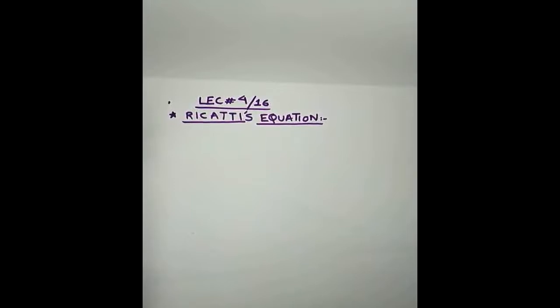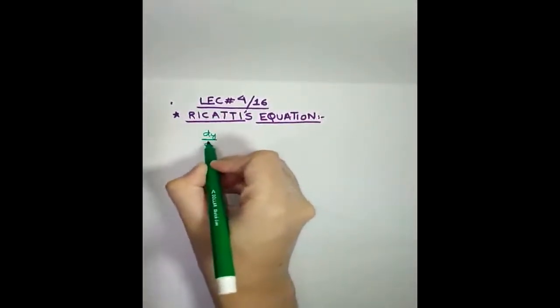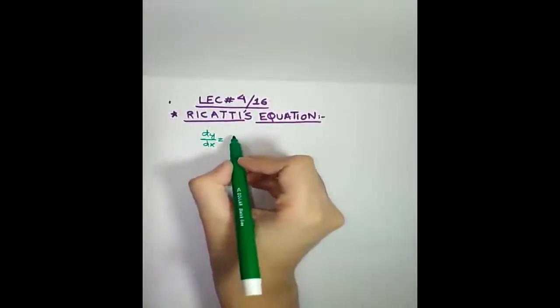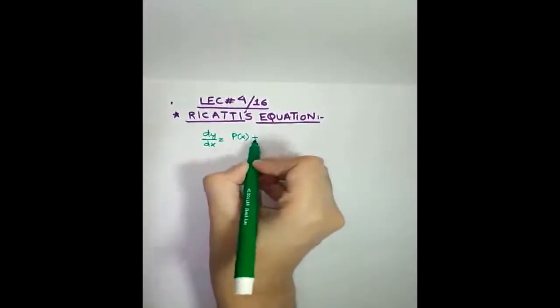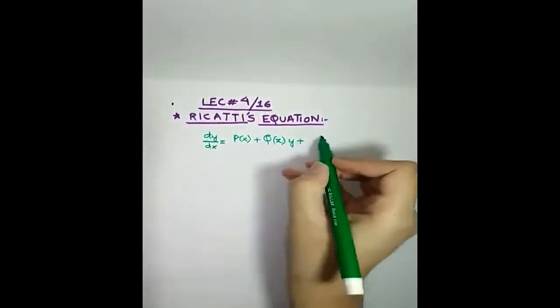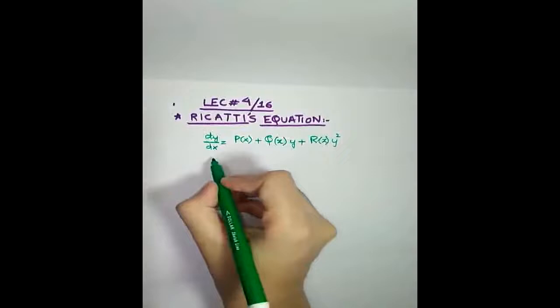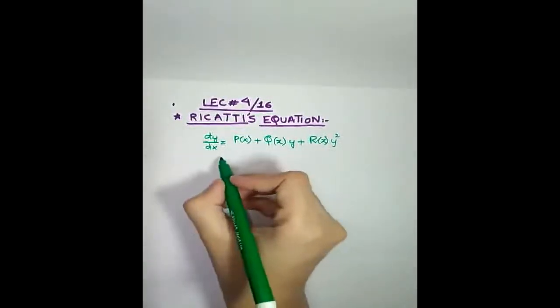Alright, today is online lecture number 4, and in continuation to the previous lectures, it is lecture number 16. Today we will study the Riccati's equation after the Bernoulli's equation, and the statement for this Riccati's equation is dy by dx equals p of x plus q of x into y plus r of x into y square. So this is the standard form of this Riccati's equation.